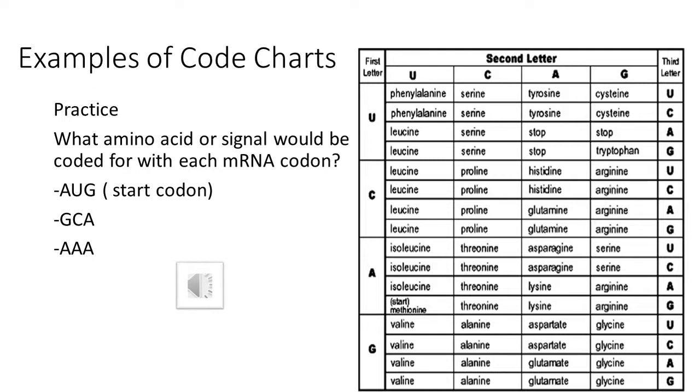Here, how can we get amino acids from this chart? We have here codons of mRNA: AUG, GCA, AAA. Each codon gives 1 amino acid. You have to get the amino acid from the chart in front of you. The first codon, AUG, is called the start codon. What's the meaning of a start codon? The translation always starts from AUG. It is the start point, or start codon.